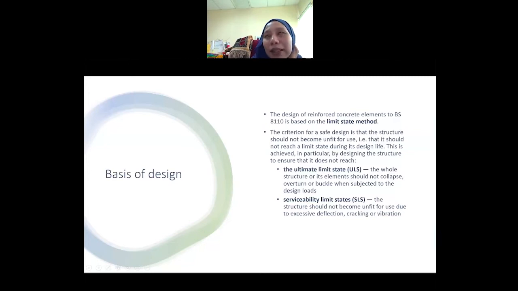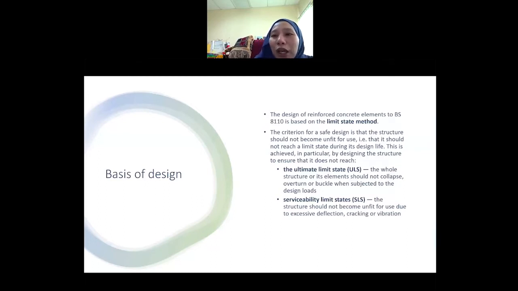So limit state method ni sebenarnya when you design anything ataupun bila you buat satu-satu benda pun sekalipun, in general eh, this is general talking, there must be a limit. Okay, kena ada limit. Kita takkan go beyond limit eh. Bila kita go beyond limit, apa nak cakap? Contohnya lah, kalau kita bina bangunan, kita go beyond limit, bangunan tu akan collapse. Contohnya macam tu eh. So bila kita design, there must be a limitation.